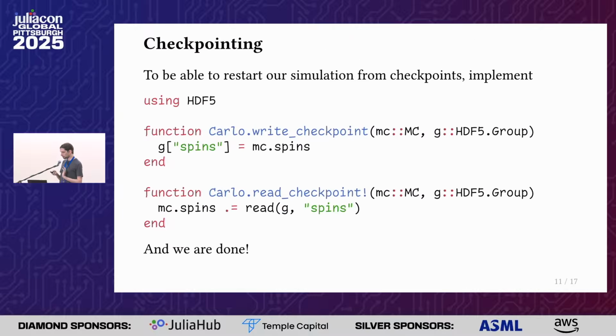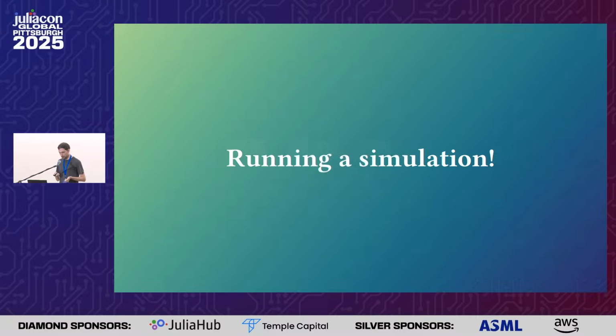Now there's only one last thing, I promise. For the checkpointing, Carlo uses HDF5, so it expects you to implement these two functions: write checkpoint and read checkpoint, which just save and read the Monte Carlo configuration from an HDF5 group. For us, just a spin array is a simple thing. And then we're done, our simulation is implemented.